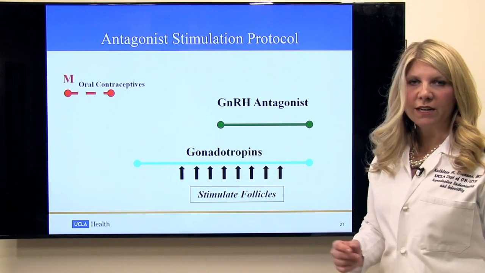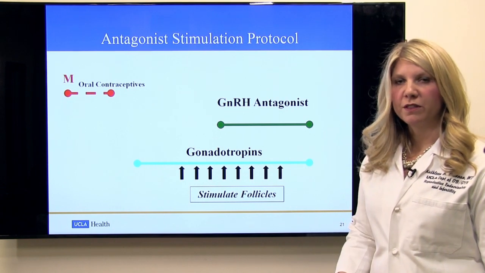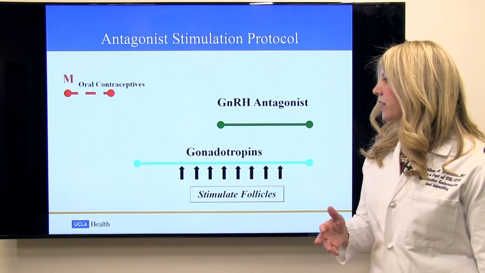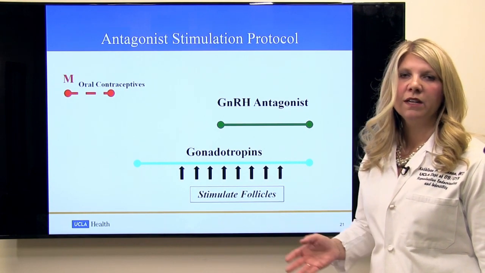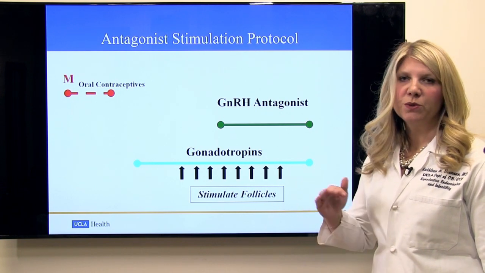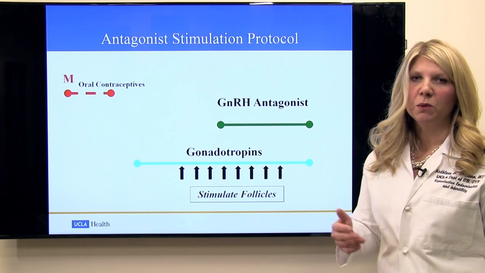And then we start the gonadotropins, so that is the FSH or the Follistim or Gonal F, and then the Menopur, the human menopausal gonadotropin. Those injections are given for about 4 days, and then the GnRH antagonist is actually added, again, to decrease the risk of the woman ovulating on her own before we would want her to.